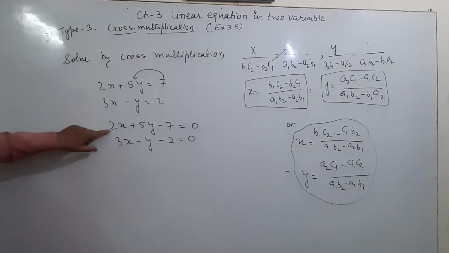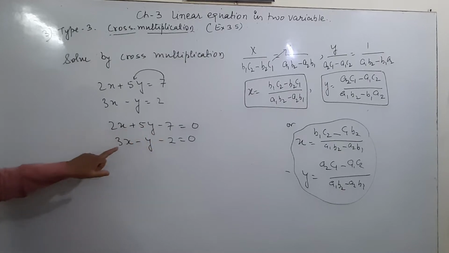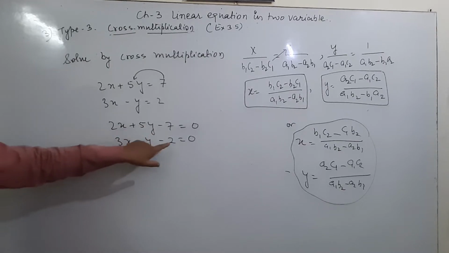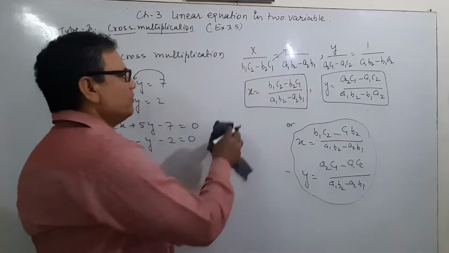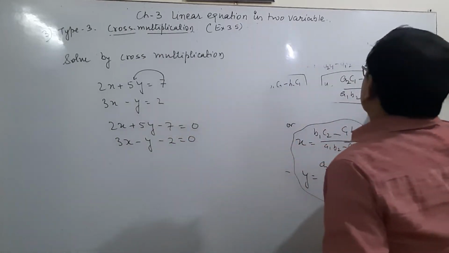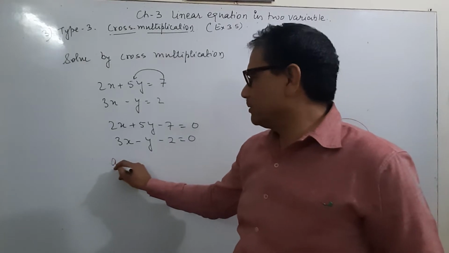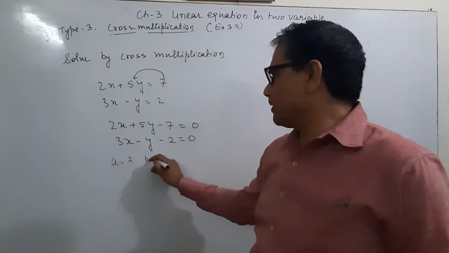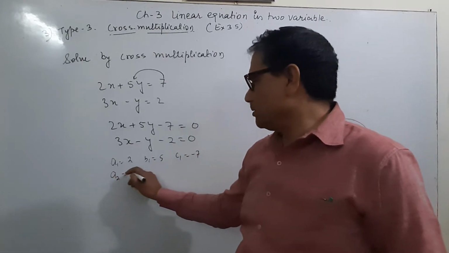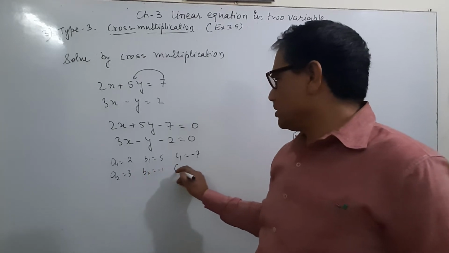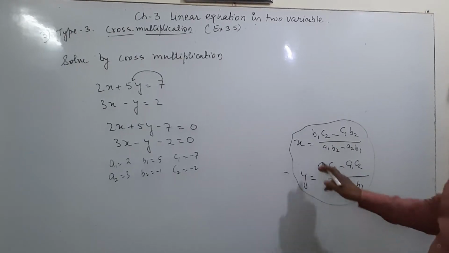Now comparing, this is a1, b1, c1, a2, b2, c2. Either we can put the direct value here. If we put the direct value, we will find the value of x. What is a1? a1 is 2, b1 is 5, c1 is minus 7. a2 is 3, b2 is minus 1, c2 is minus 2. We will put the values here. And then what is x?